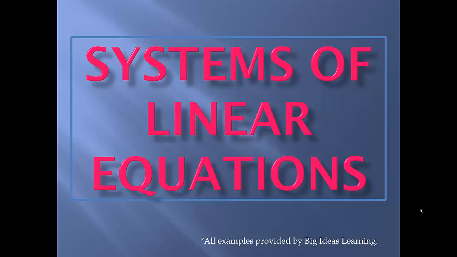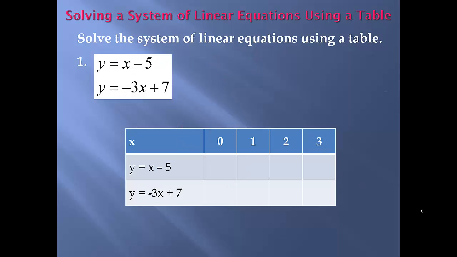Today's lesson is on systems of linear equations. First, we're going to solve the system of linear equations using a table. So our system of linear equations is y equals x minus 5 and y equals negative 3x plus 7.